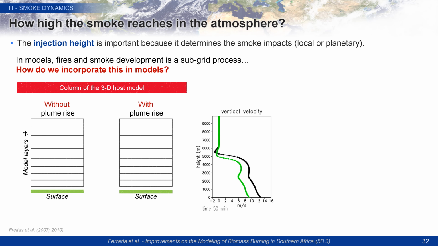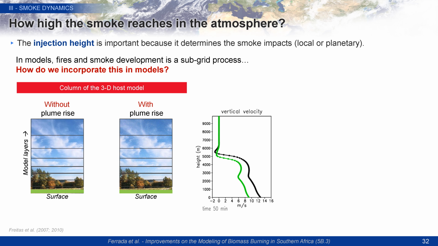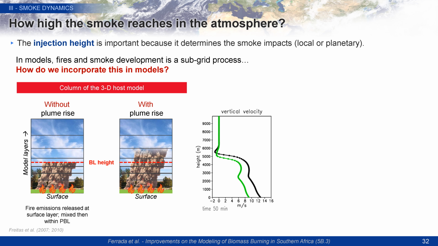Let's consider two model grid columns, one with plume rise and another without it. Let's say that this is the boundary layer height and there are some fires in this grid box. Without plume rise, the emissions are released in the first layer of the model, and then the smoke is mixed within the boundary layer due to its turbulence. But when we use plume rise, we can provide a specific injection height and allow the plume to reach the higher levels to be transported far away.